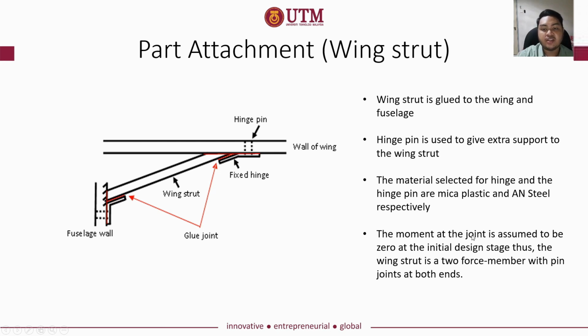The moment at the joint is assumed to be 0 at the initial design stage. Thus, the wing strut is a 2-force member with pin joints at both ends. Since it is a 2-force member, the analysis taken for the wing will be the same as the analysis taken at the fuselage area. So we will be conducting only one analysis for the part attachment of the wing strut.